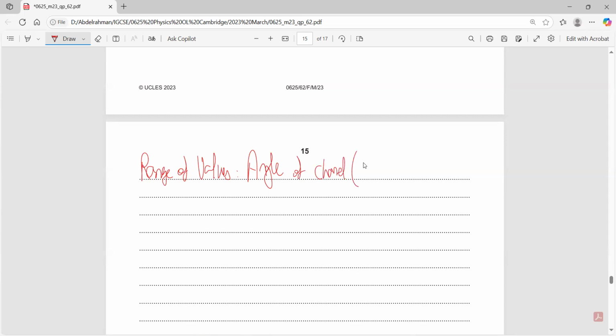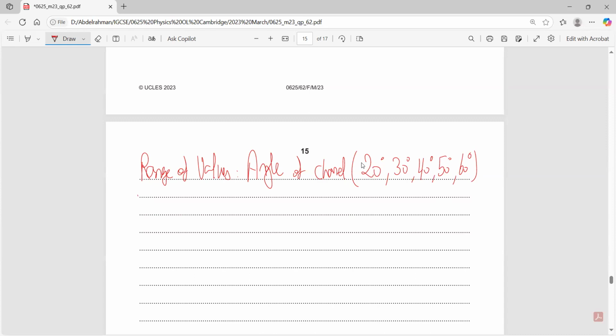We need to give him a set of values, such as 20 degrees, maybe 30 degrees, 40, 50, and maybe 60 degrees. If you want to add 5 degrees, yes, 20, 25, 30, 35, it would be acceptable as well. So that is the range of values.